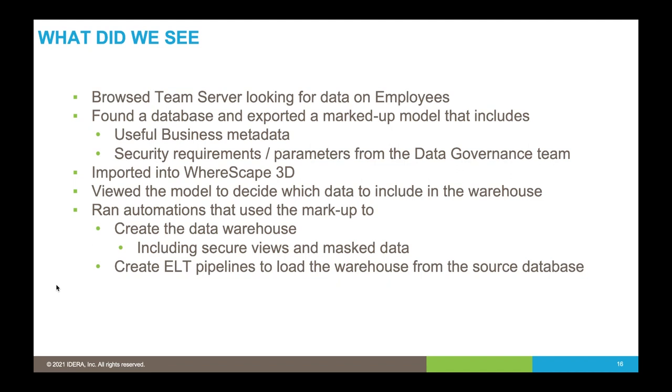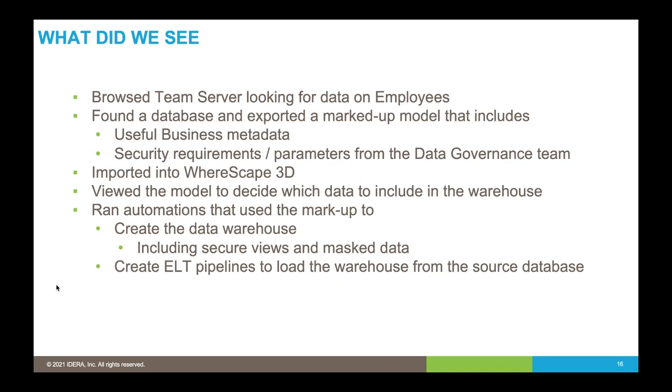So we got a lot of useful business metadata, the logical names for things, the descriptions. We also chose to pull in a number of security requirements and parameters over from the business glossary created by the data governance team. And this could have come all the way from our data governance tool like Collibra, for instance. So we then took that model, we imported it into WhereScape 3D, and we viewed the model.